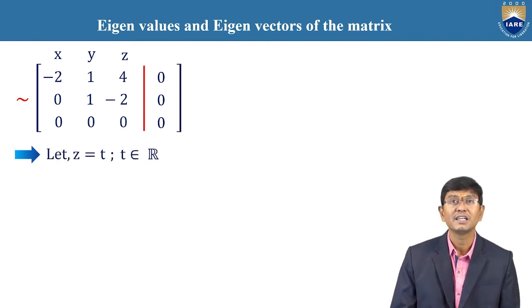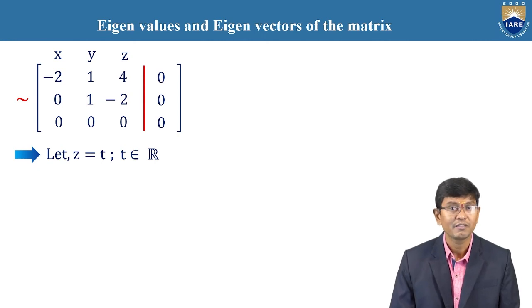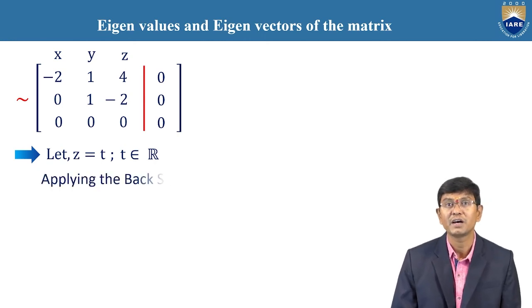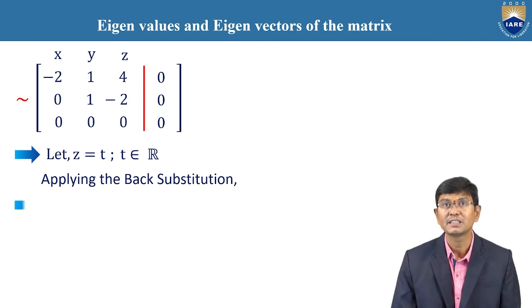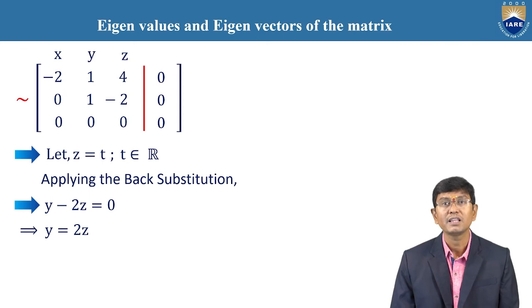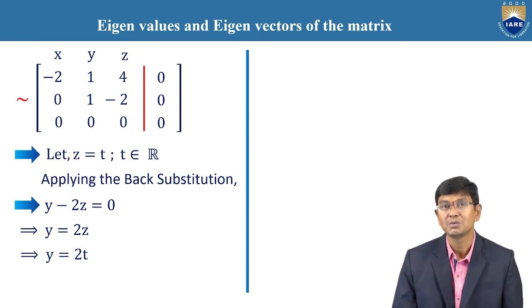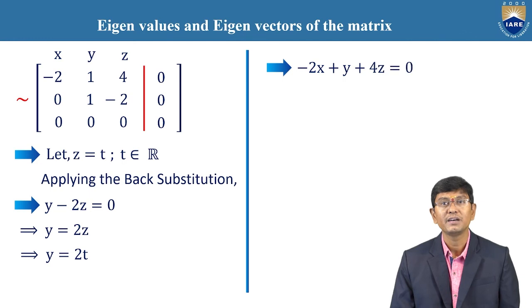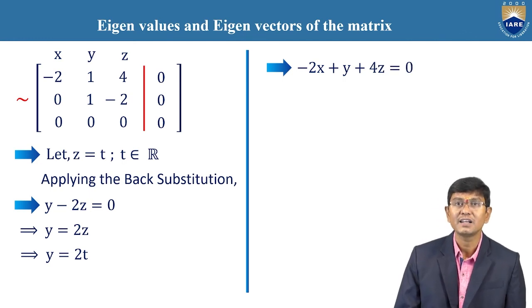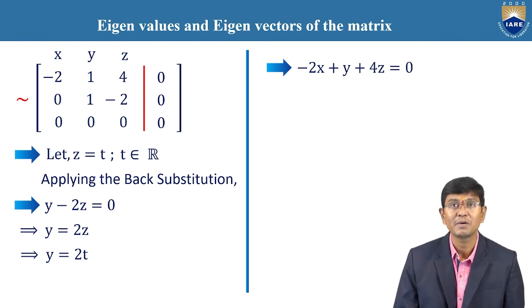Let us consider z is equal to t, a real number, for all values of t belonging to the real numbers. Applying the back substitution method, here also 0 into x plus 1 into y minus 2 into z is equal to 0, and the other equation is minus 2x plus y plus 4z is equal to 0. Whatever we obtain, that is y minus 2z is equal to 0. Therefore, y is equal to 2z. Since z is equal to t, as already assumed, y is equal to 2t.